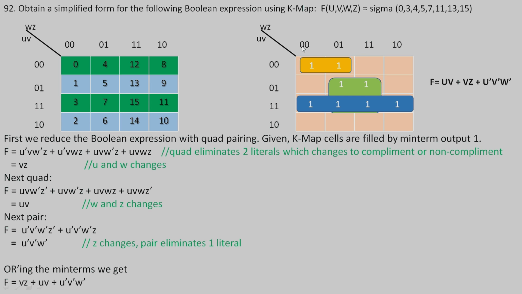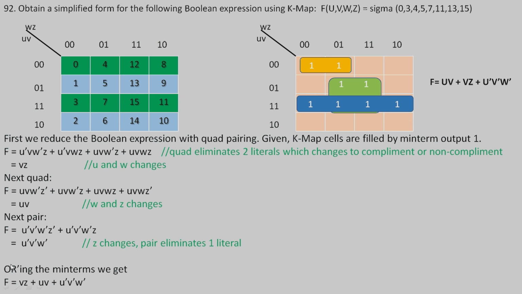W also remains the same, u is 0, z changes from 0 to 1. So z is eliminated because in a pair only one literal gets eliminated. Alright, so here you get u complement v complement w complement. Now finally, to get the reduced SOP minterm form, we OR all these minterms obtained from the two quads and one pair.